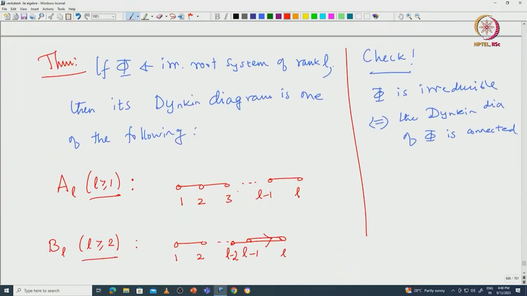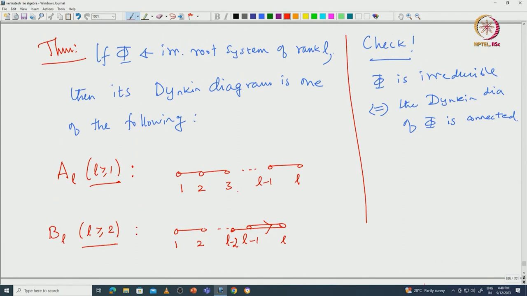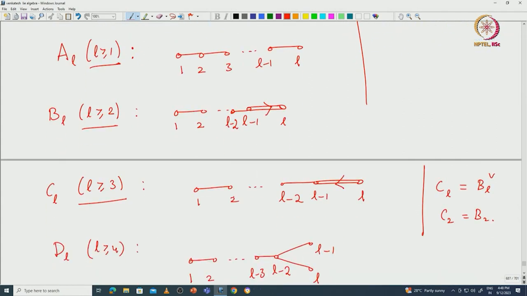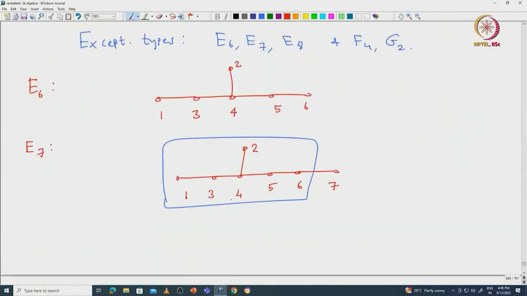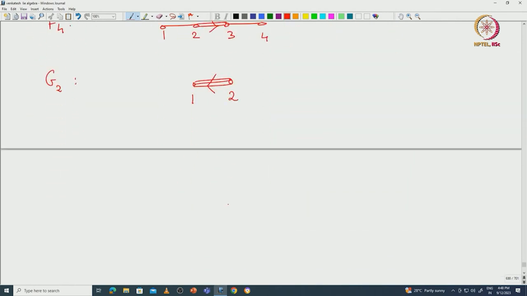We will prove tomorrow, in the next class, that the Dynkin diagrams of these irreducible root systems have only the following choices. There are these four infinite classes of classical types of root systems, AL, BL, CL and DL, and these five exceptional types, E6, E7, E8, F4 and G2. These are the only Dynkin diagrams that are possible. And this is actually a theorem that for each Dynkin diagram here, we will be able to construct a root system corresponding to that Dynkin diagram. Again, I will do that in the next class.